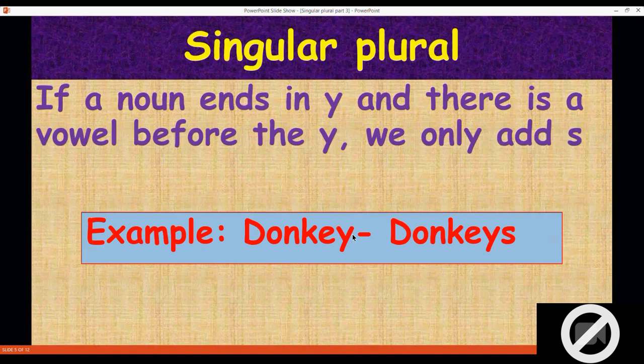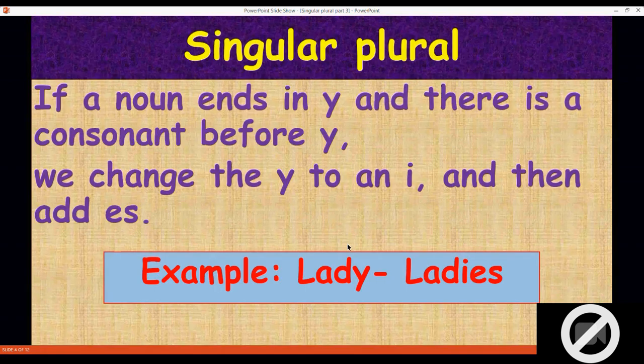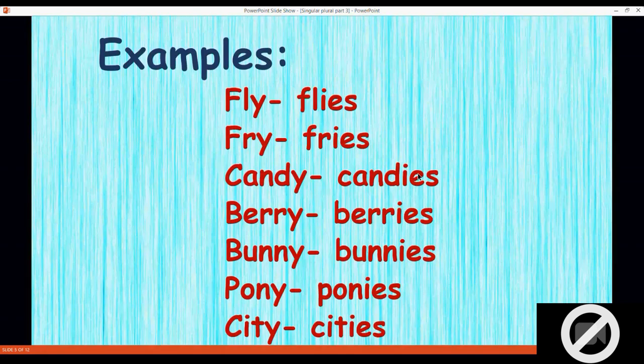So we should take away the last letter if it is Y, and if there is a consonant before Y, we will take away the last letter and add IES. That is one of the rules of singular and plural nouns.